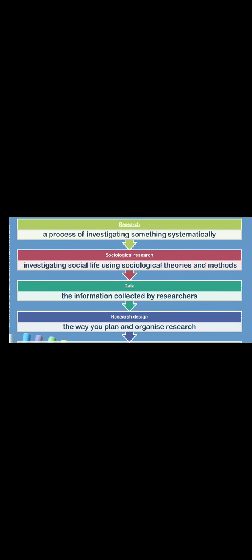So when we talk about research here, we are referring to a process of investigating something or some phenomenon systematically. Therefore, to specify further, sociological research would be investigating social life using sociological theories and methods. Therefore, what we collect is called data, which is the information collected by researchers. Data could take many forms.